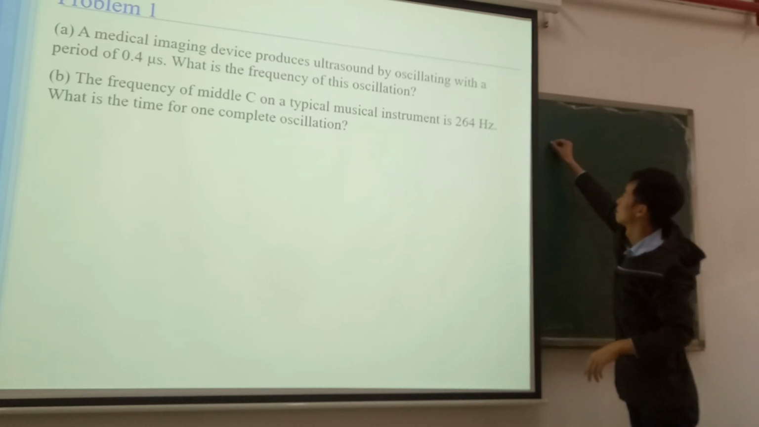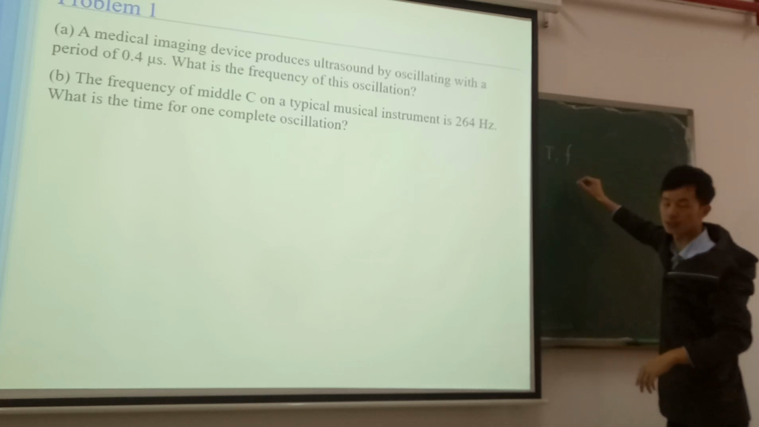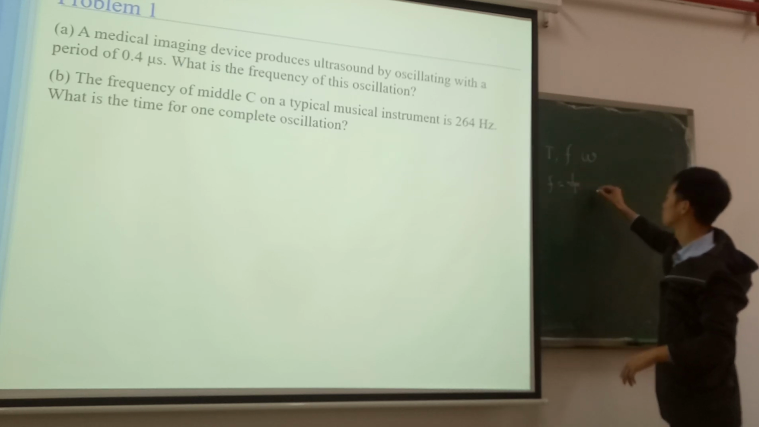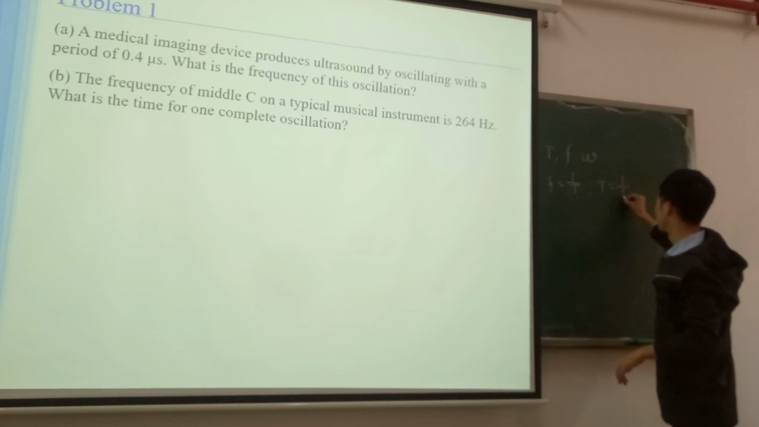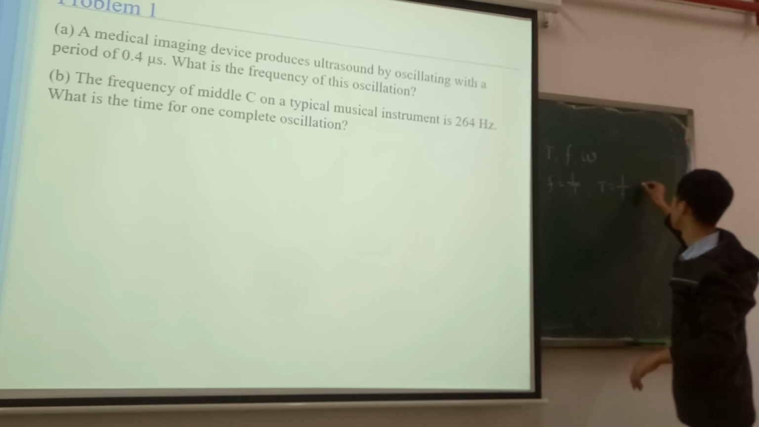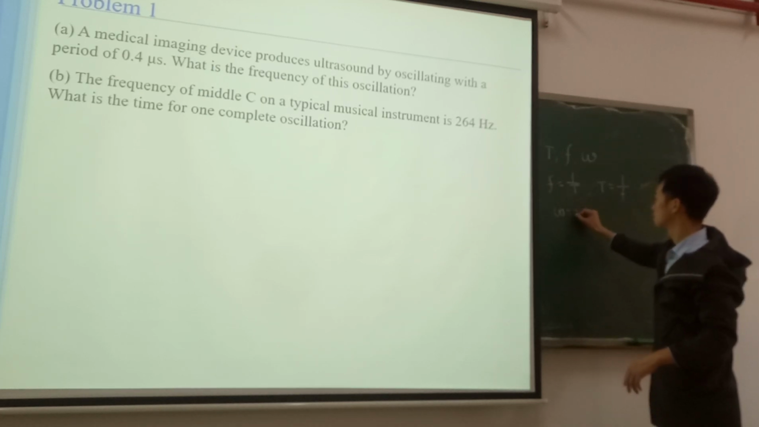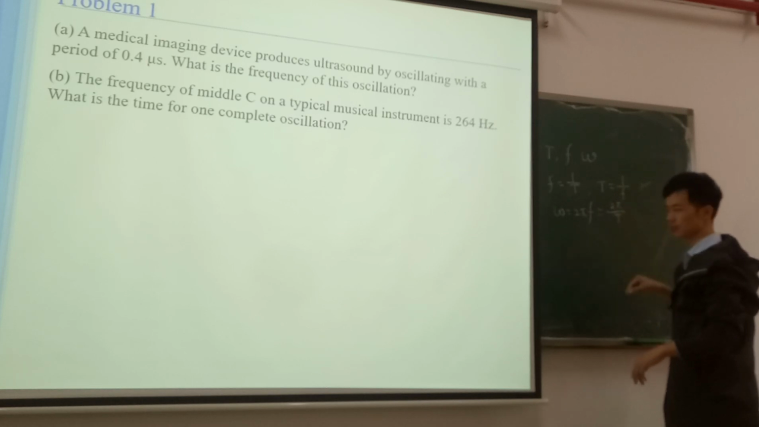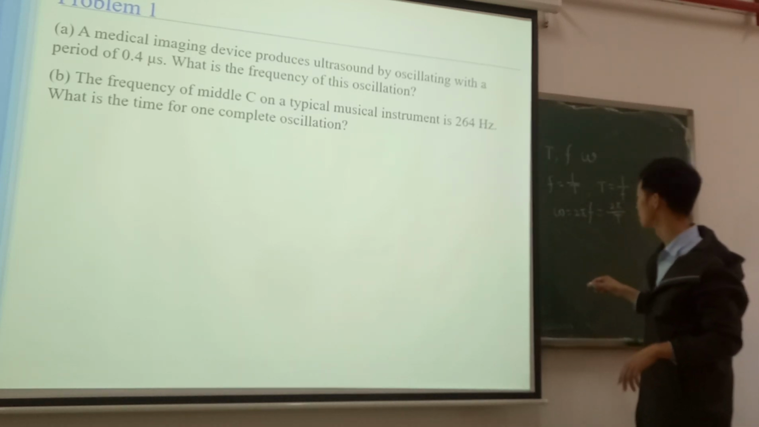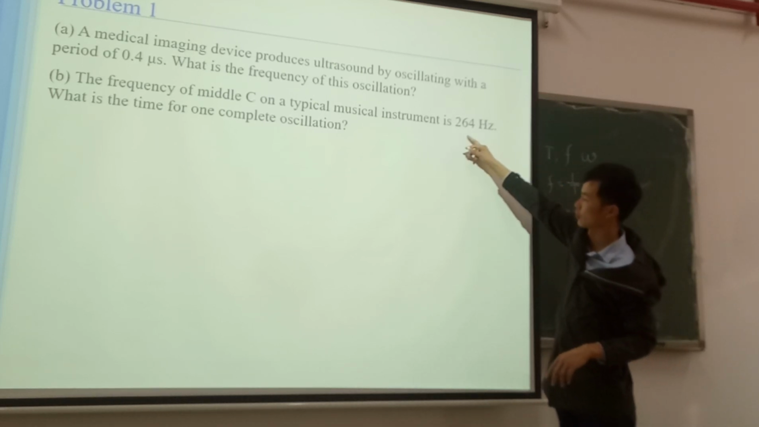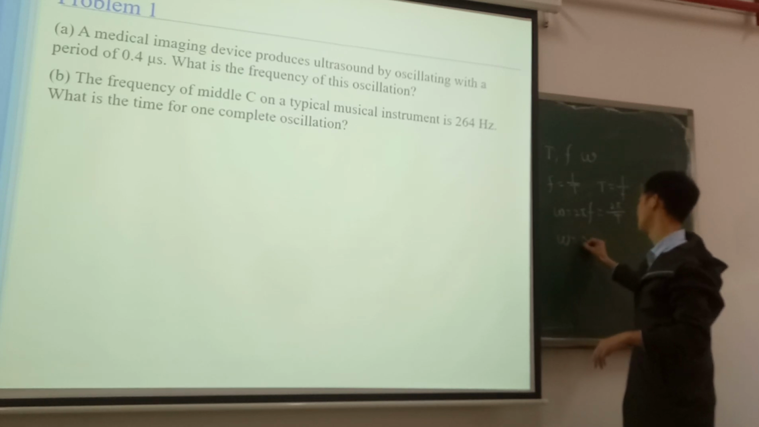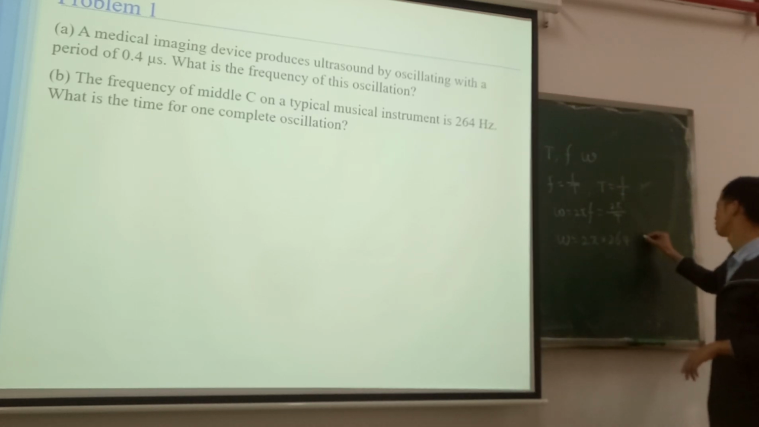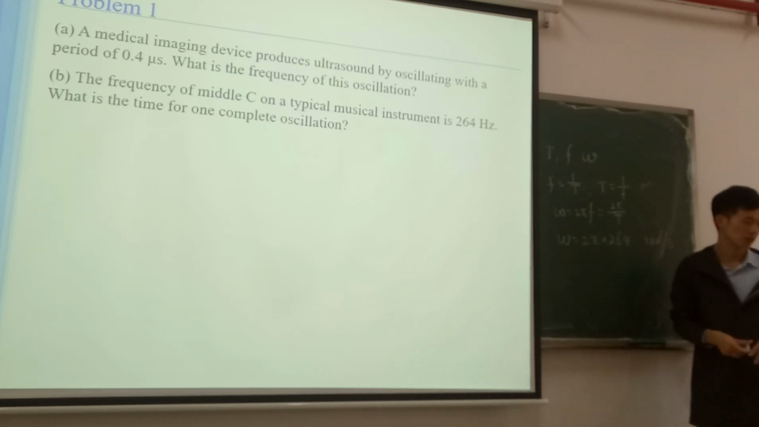So there are period T, frequency f and the angular frequency omega. So f is equal to 1 over T, or T is equal to 1 over f, and the angular frequency omega is equal to 2 pi f, and it's equal to 2 pi over T. In this situation, we are given the frequency, 264 Hz. So omega is equal to 2 pi times 264, and the unit is radians per second. So this is the angular frequency.